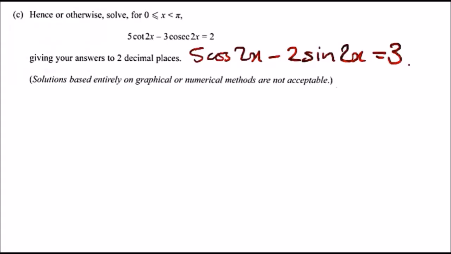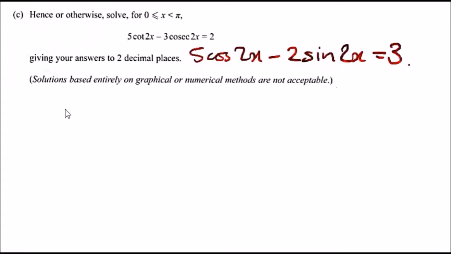Okay, part C. So, hence or otherwise solve within the following range between 0 and pi for the following equation, which we already found out can also be written like this, giving you answers to 2 decimal places. Now, just looking at this head-on, we should know that we cannot actually solve this easily in its current form.